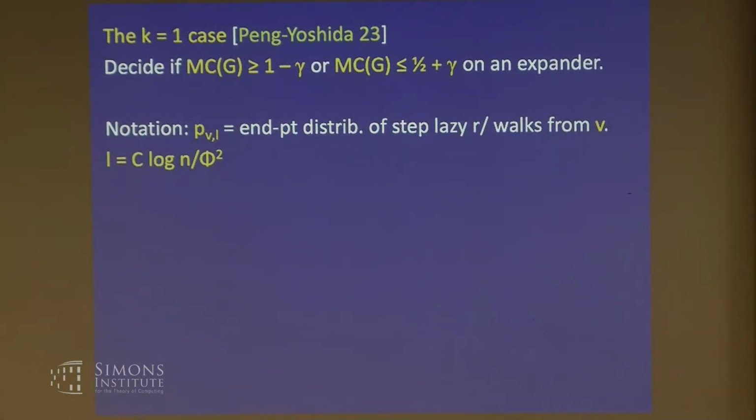So let's begin by recapping the k equals 1 case. This is just the expander case, and this is the algorithm that Pan Peng and Yuichi Yoshida had in SODA 23 last year. The question was precisely this: decide whether the cut value is at least 1 minus gamma or whether it's at most 1/2 plus gamma.